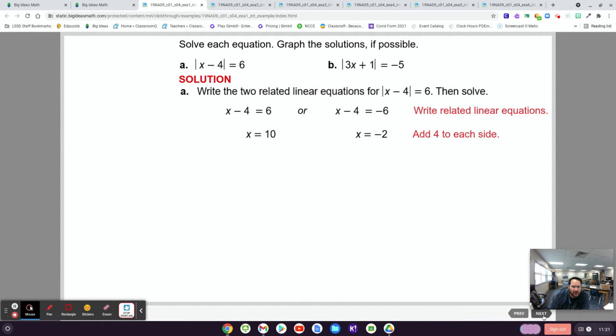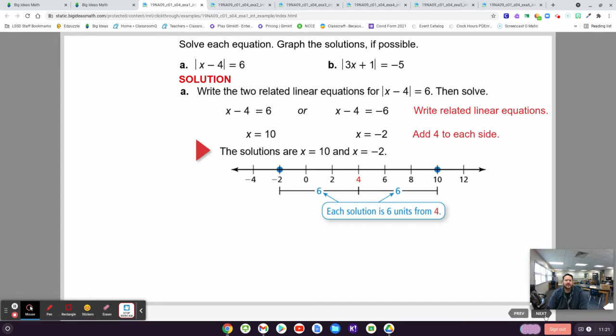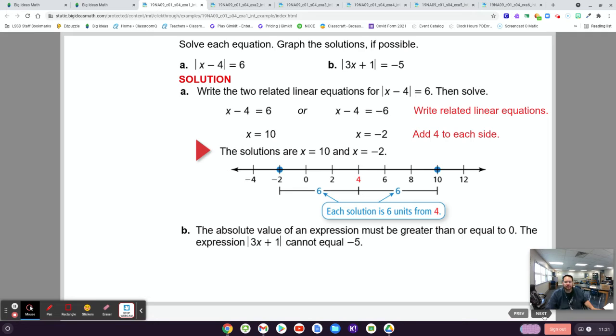Okay, so hopefully when you solved the one on the left here, you got 10. When you solved the one on the right, you got -2. Those are your solutions. And you can see these on a number line. They're both 6 spaces away from 4 on a number line. And that's what absolute value means: how far away is it on a number line.